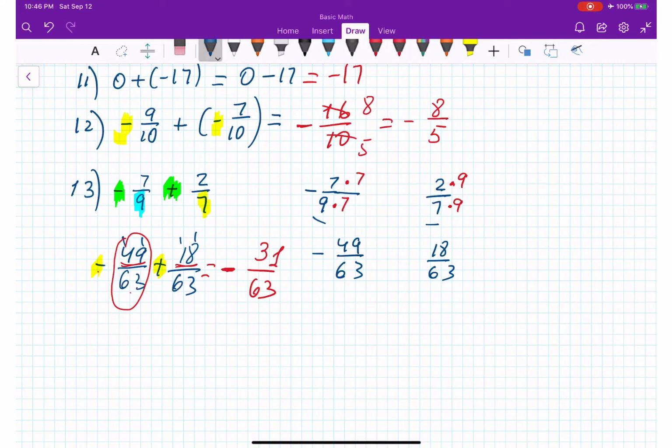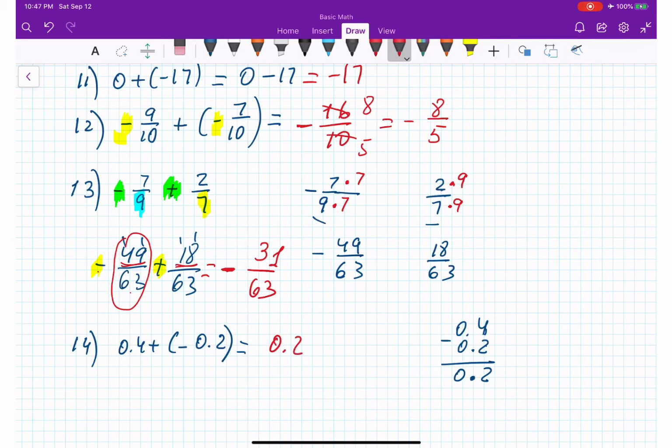Next, number 14, question number 14. So we need to add 0.4 plus negative 0.2, decimal notations. Again, 0.4 is positive, 0.2 is negative. That means we need to subtract, period. So let's subtract 0.4 minus 0.2. So 4 minus 2 is 2, decimal we put here, and here we get 0. So we are getting 0.2.